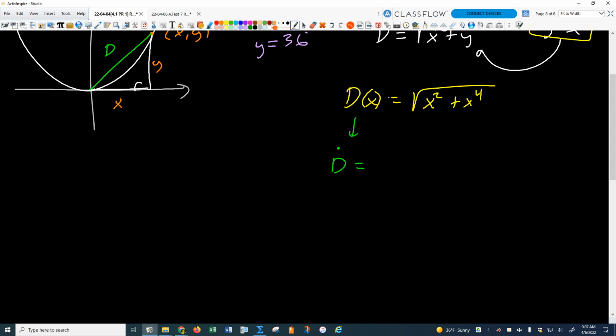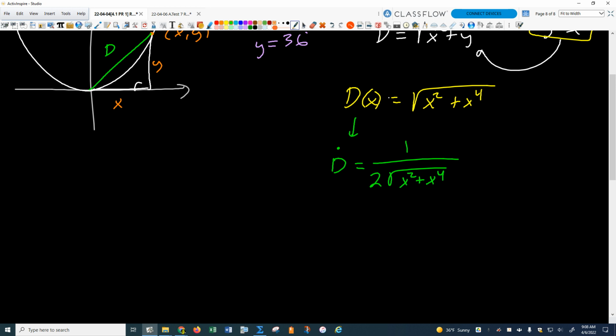1/2 times the x to the negative 1/2. So the first step would be 1 over 2 times that to the negative 1/2, which is just a square root on the bottom, right? So the square root of x squared plus x to the 4th. Okay, now we have to take the derivative of what's inside. Well, what's that going to be?